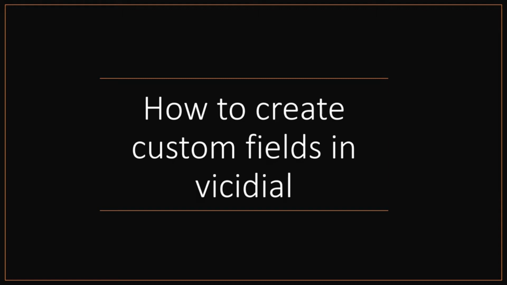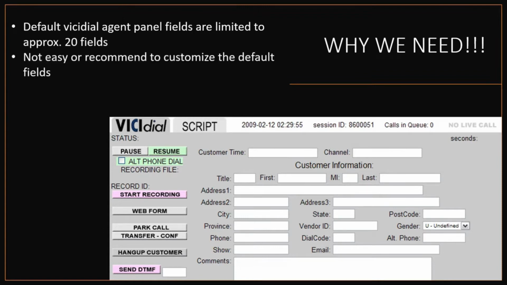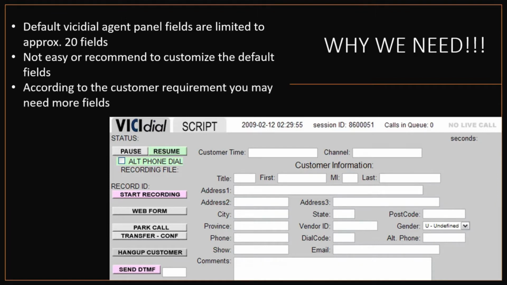In this video tutorial, I'm going to show you how to create custom form fields in Vicidial. Why we need the custom fields in Vicidial. The default Vicidial list fields are limited to approximately 20 fields. Next, it's not easy or recommended to customize the default fields in the source code, or you might require more customized fields according to the campaign process.